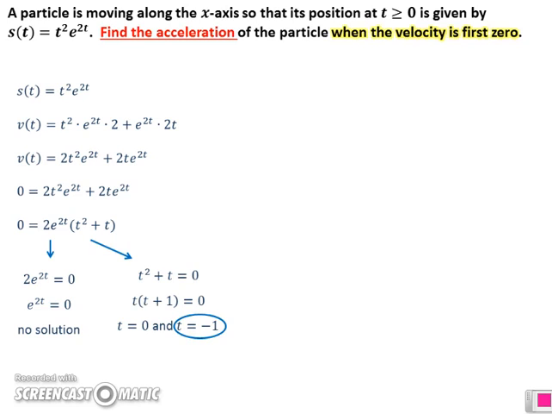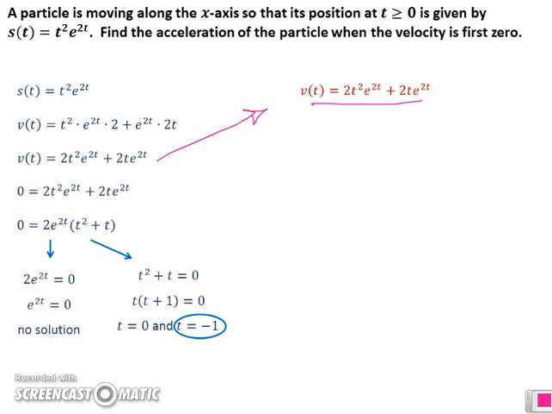So now let's go back to the directions. The question wants us to find the acceleration when the velocity is first zero. So we know when that is. We know that t equals -1 is when the velocity is first zero. We need to find the acceleration at that time. So let's do the acceleration equation. So here's our velocity that we found a while ago. We now have to find the acceleration.